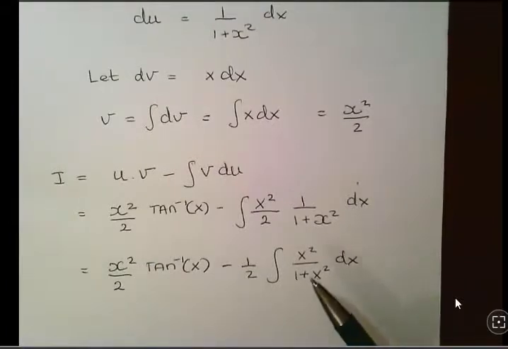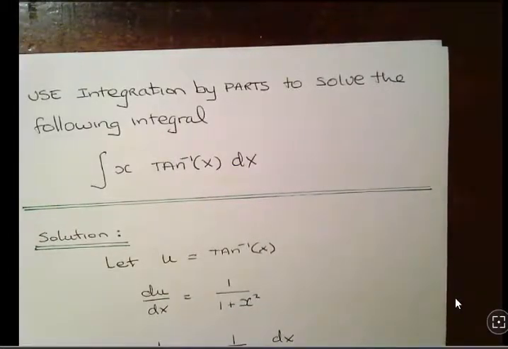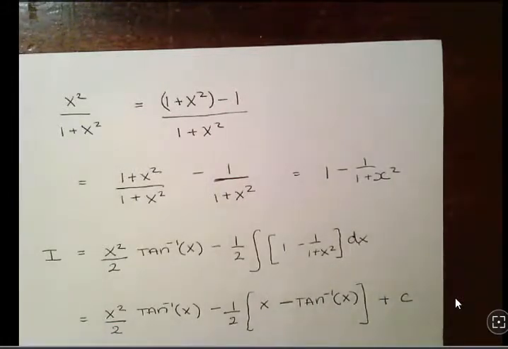Can we do something about that? Is there anything in the formula sheet that helps us? Unfortunately not, so we have to be a little bit more creative. What I'm going to do is write x squared over 1 plus x squared as 1 plus x squared minus 1 over 1 plus x squared. So break it up into two parts: 1 plus x squared over 1 plus x squared minus 1 over 1 plus x squared, or in other words, 1 minus 1 over 1 plus x squared.